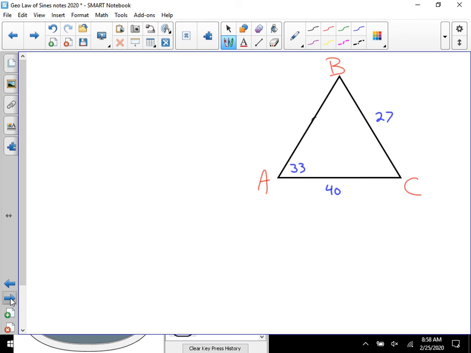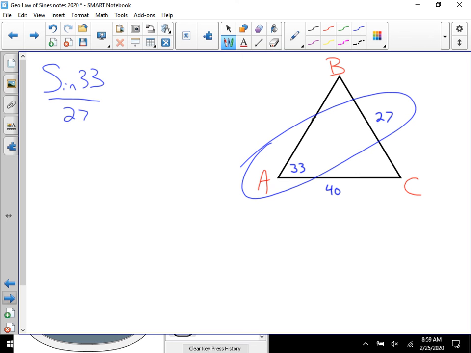All right, what is this one forcing us to find first? It's forcing us to find angle B. Everybody see that? Because what angle do we have and what side do we have? A. So we're given side A and angle A. So again, I always circle what I'm given. And notice we have side B, which means it's forcing us to figure out angle B. So we write it out like we would normally. The sine of 33 is to 27 as the sine of B is to 40.